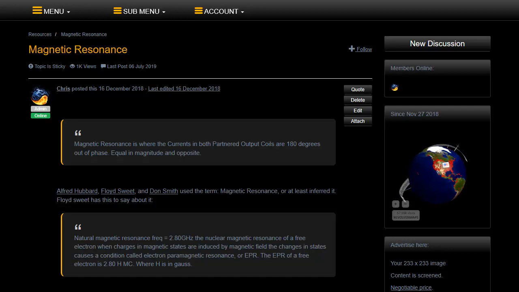Anyway, resonance, magnetic resonance. Magnetic resonance we've defined on the website as 180 degrees out of phase from each other. So if you have two coils in resonance, the two coils must be 180 degrees out of phase. One is moving one way, one's moving the other way. So this is the standing wave that we were talking about. Effectively, the magnetic waves are equal and opposite, 180 degrees out of phase.